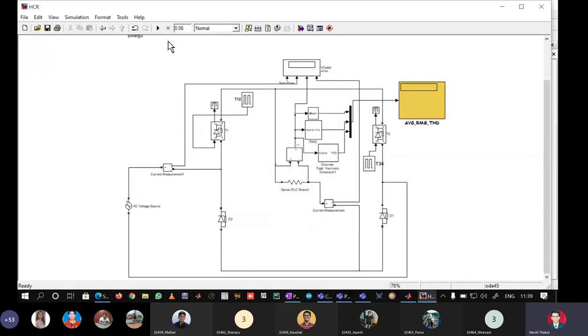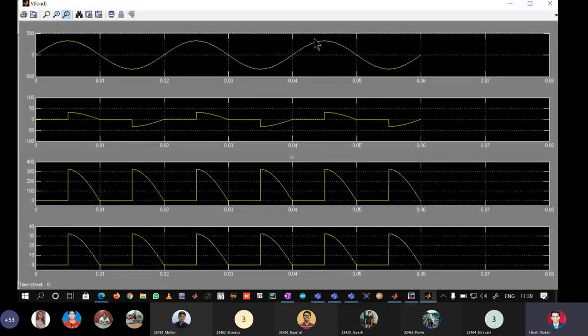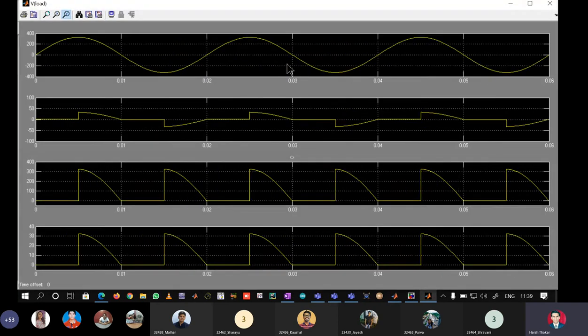So now I will simulate for 0.06 seconds or 60 milliseconds, that is 3 cycles of the input. I will say run, and we can see here there's a scope. I will right click and say auto scale. The topmost waveform is the source voltage Vs. The waveform below it is the source current Is. The third waveform is the load voltage VL, and the fourth is the load current IL.